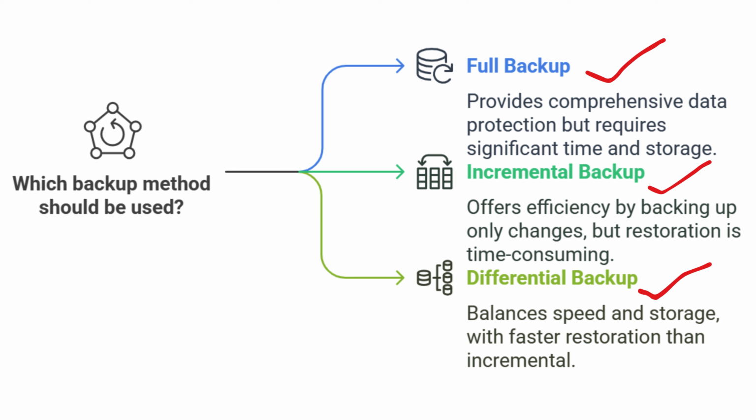On Tuesday, instead of just backing up Tuesday's changes, it saves both Monday and Tuesday's changes. It provides faster restoration than incremental backups because you only need the last full backup and the latest differential backup. But it takes up more storage than incremental backups because the data keeps growing throughout the week. It is best for organizations that want a balance between backup speed and restore efficiency, and systems that change moderately but need faster recovery times than incremental backups allow.